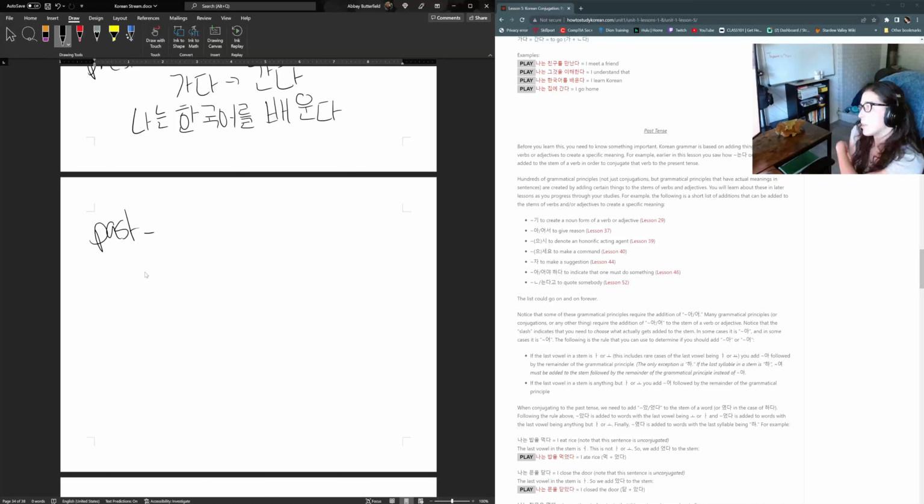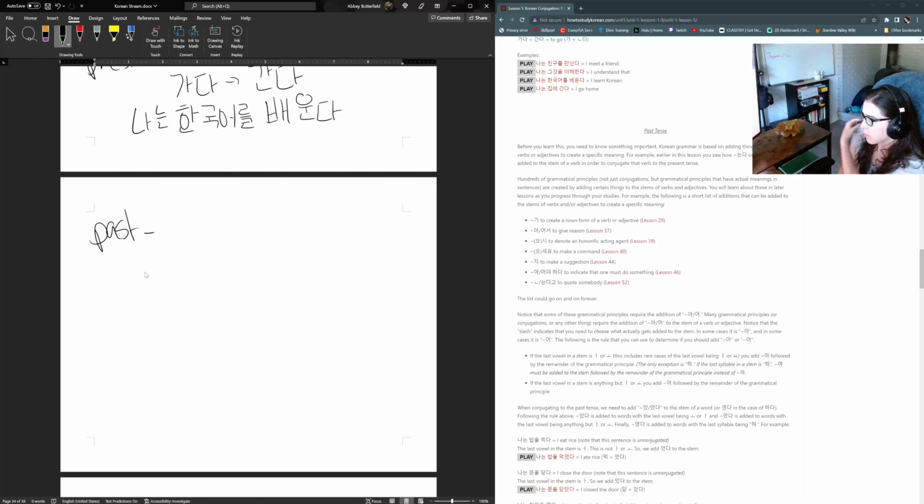Before you learn this, you need to know something important. Korean grammar is based on adding things directly to verbs or adjectives to create a specific meaning. For example, earlier in this lesson, you saw nunda and ㄴ can be added to the stem of a verb in order to conjugate that verb to present tense. Hundreds of grammatical principles are created by adding certain things to the stems of verbs and adjectives. You will learn about these in later lessons as you progress through your studies.